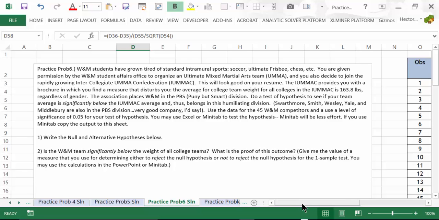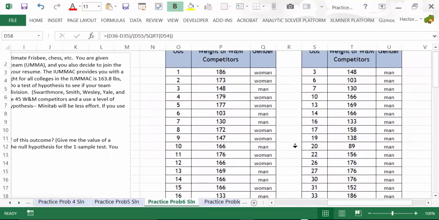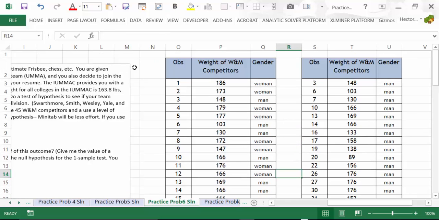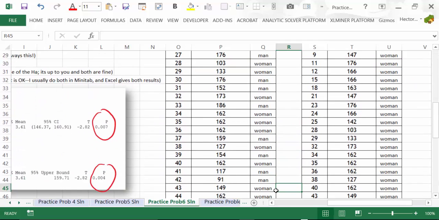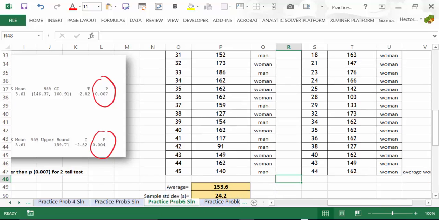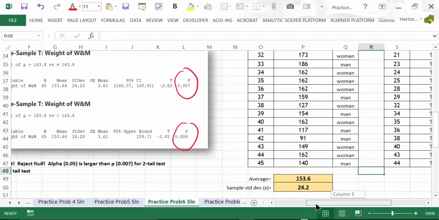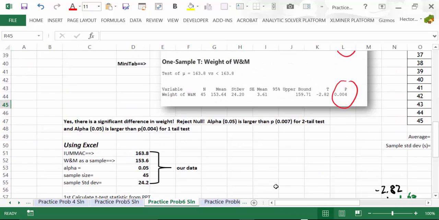So how do we do that? Well, first we're going to need to look at the data. We look at our data, and we're going to concentrate on the data we see here on the right. The data is all the same here, except I've sorted it over here, all men and all women. We'll use that information later in another problem. But for the interim, we find that our 45 competitors, men and women at different weights, the average weight is 153.6 pounds with a standard deviation of 24.2. So that's the information that we have from our sample.